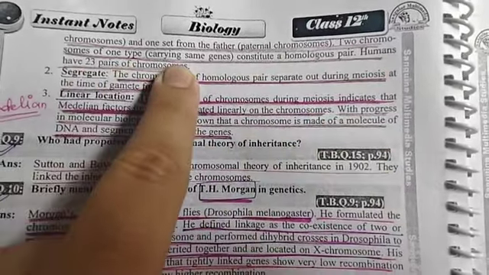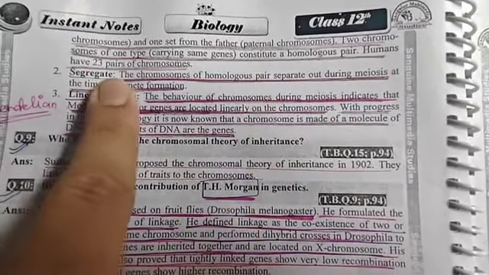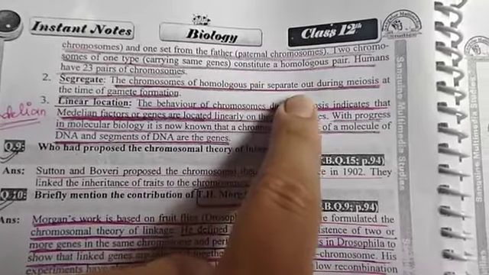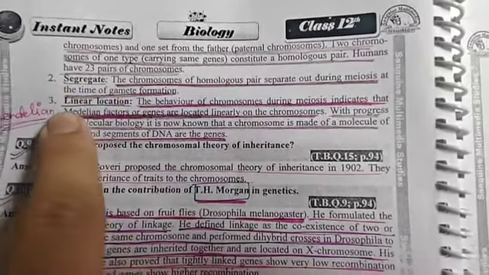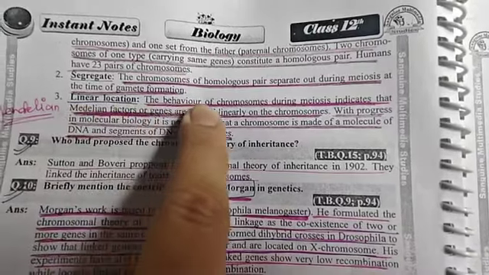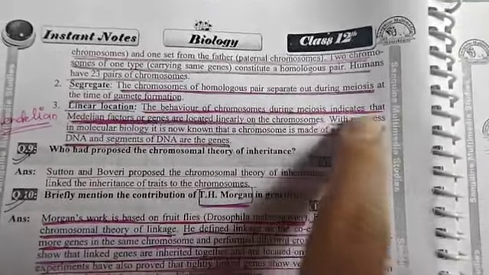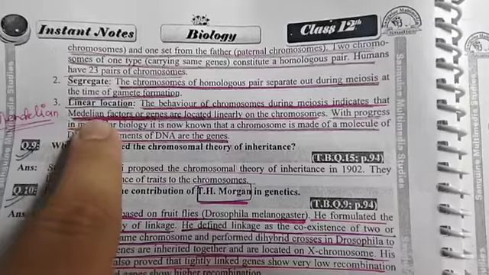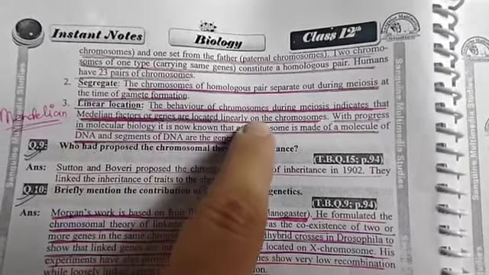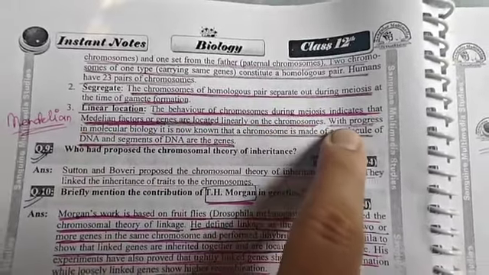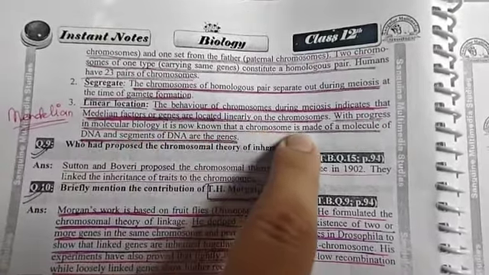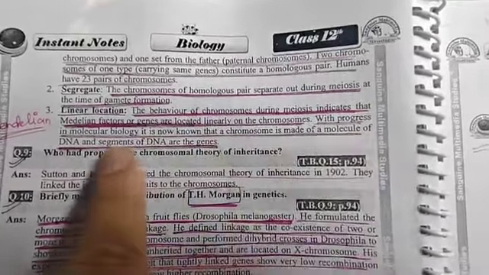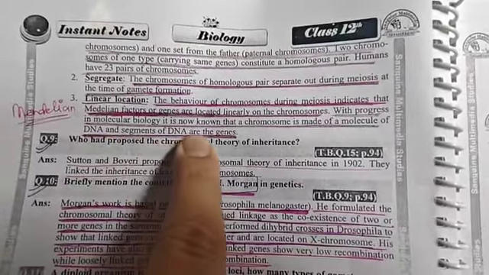Humans have 23 pairs of chromosomes, which segregate. The chromosomes of homologous pairs separate during meiosis at the time of gamete formation. Third is linear location. The behavior of chromosomes during meiosis indicates that Mendelian factors or genes are located linearly on the chromosomes. With progress in molecular biology, it is known that a chromosome is made of molecular DNA and segments of DNA are the genes.